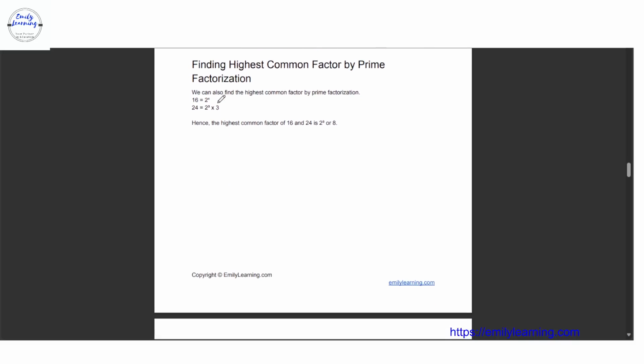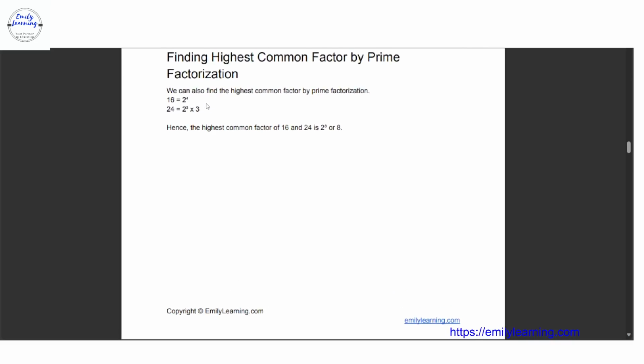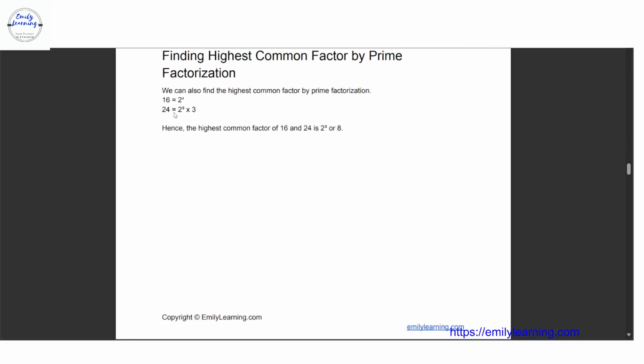We can find the highest common factor by prime factorization. To do so, we will first need to write the composite number as a product of its prime factors, in index notation. So 16 can be written as 2 to the power of 4, while 24 can be written as 2 cubed times 3.